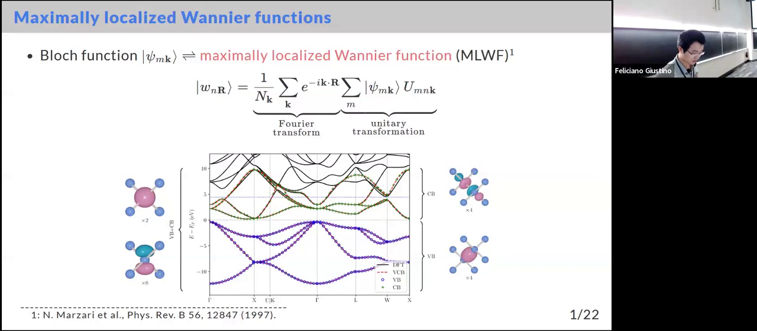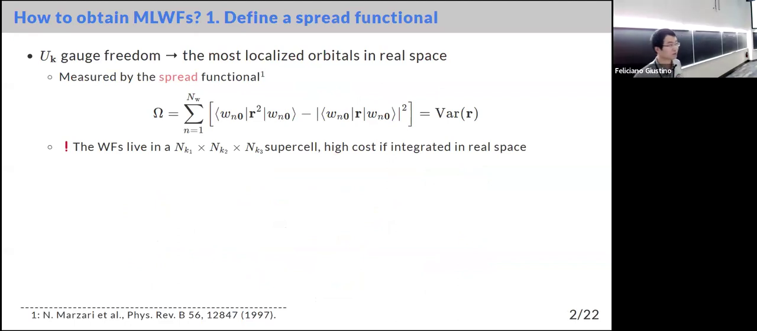The first one is a unitary transformation, which mixes Bloch states of different bands, and then the Fourier transform, which brings the reciprocal space to the real space, so we can get these localized objects, like these s and p-like Wannier functions for the valence plus conduction bands, or the bonding and anti-bonding Wannier functions for the valence and the conduction, respectively. So how do we obtain the Wannier functions?